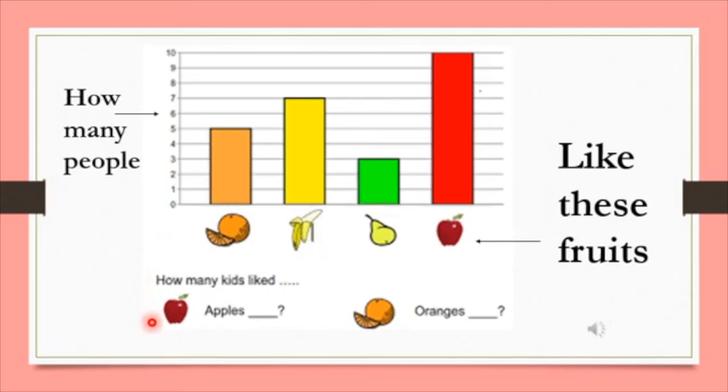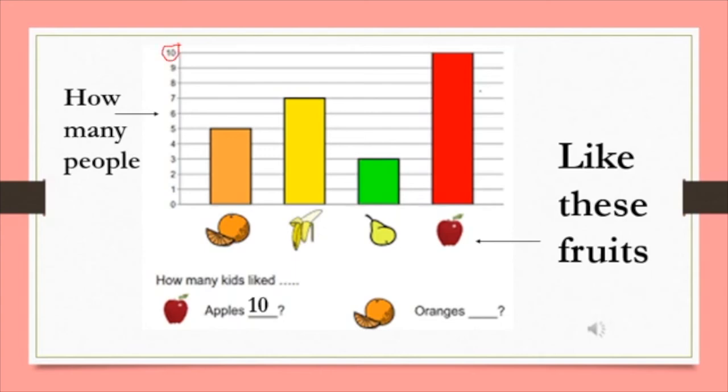They want to know how many people like apples and how many people like oranges. Let's look for the apple. Point to the apple. Now, use your finger and go all the way up to the top of the bar. Now move across the line to the number. How many people like apples? Excellent. 10 people like apples.